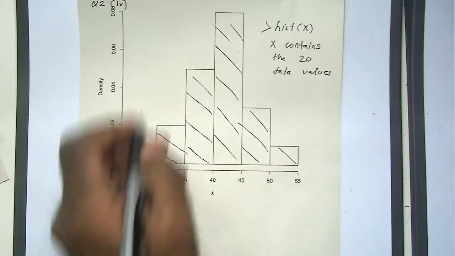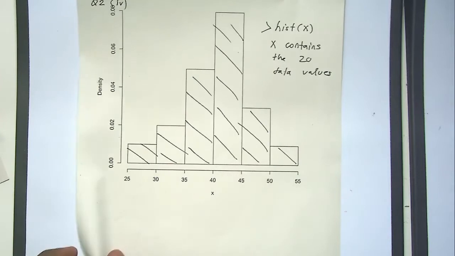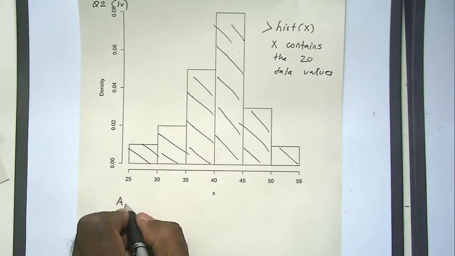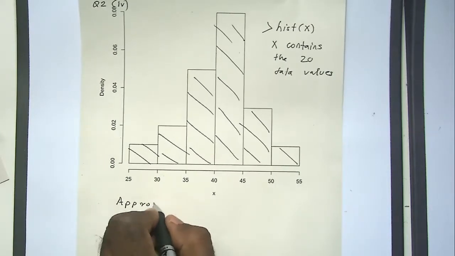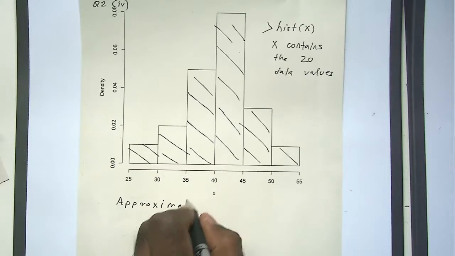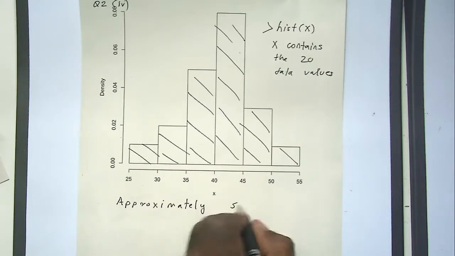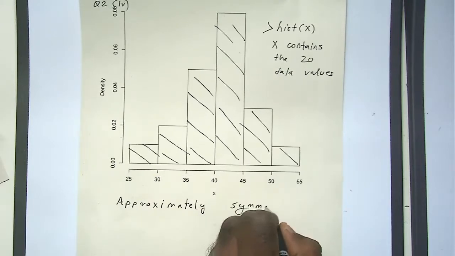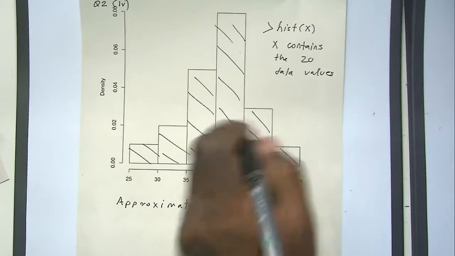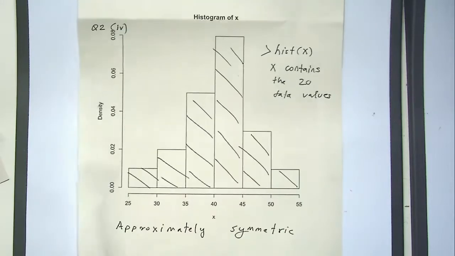Okay? Now, part 4 is asking you for the shape. The shape is approximately symmetric. Yeah, it's slightly skewed, but it's more or less symmetric. So that completes question 2.